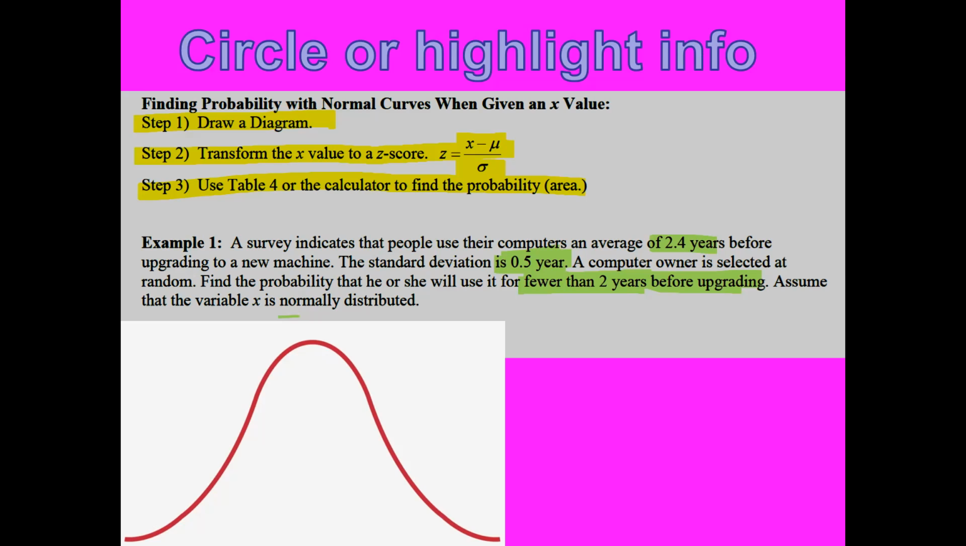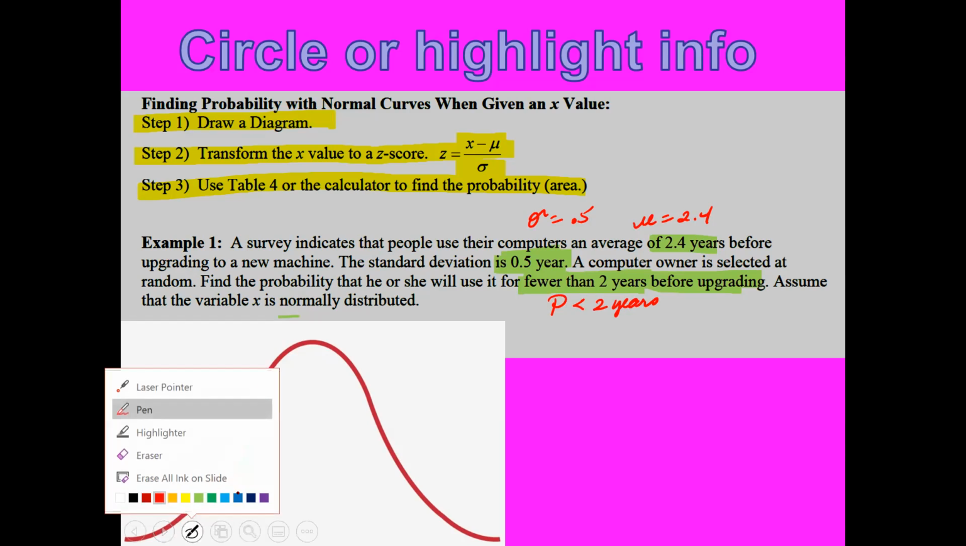It says, a survey indicated that people use their computers on an average of 2.4 years before upgrading to a new machine. So the average is 2.4. The standard deviation is 0.5. A computer owner selects one at random. Find the probability that he or she will use it for fewer than 2 years before upgrading. Less than 2 years? Oh my goodness, that's actually not a lot of time. So let's take a look at this. The probability is less than 2 years.